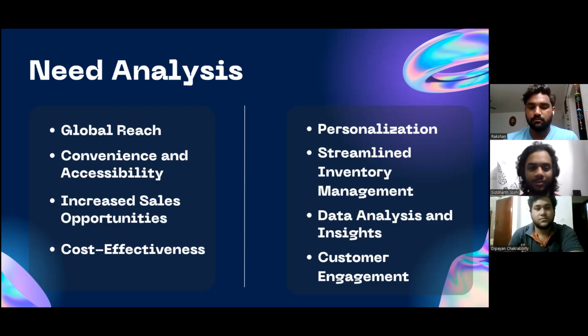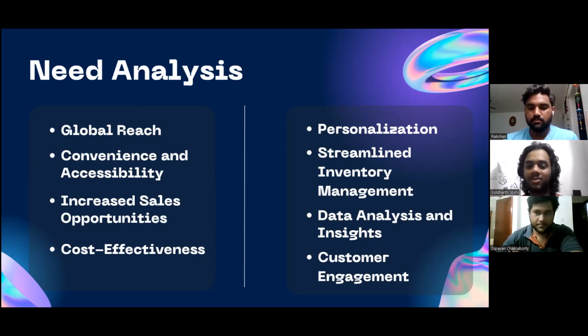Then you have multiple different needs such as increased sales opportunities, personalization. Then your inventory management is improved because everything is tracked and recorded by computers. And a very important thing for most e-commerce companies is the data analytics and insights part. So they can actually harvest and sell data that they gather from the customers to other companies. So this plays a huge role for e-commerce websites in terms of making money.